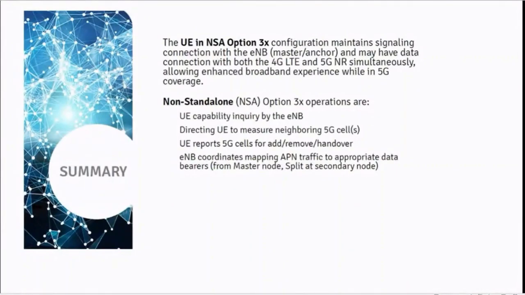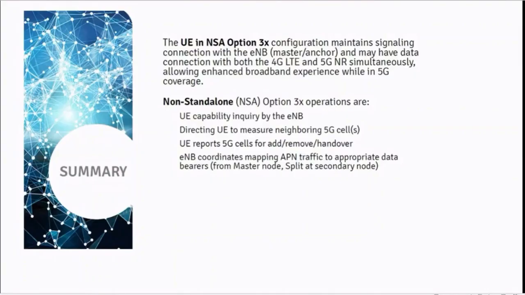So option 3X is an option with data split in the 5G E node B, and the data received from EPC is divided by the 5G G node B between the 5G radio and the LTE E node B. And this is usually favored as it minimizes the investment on the LTE side.